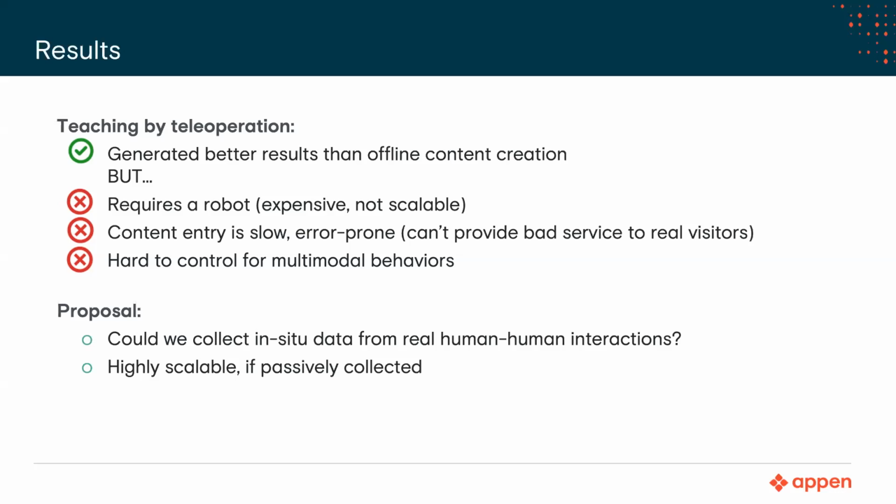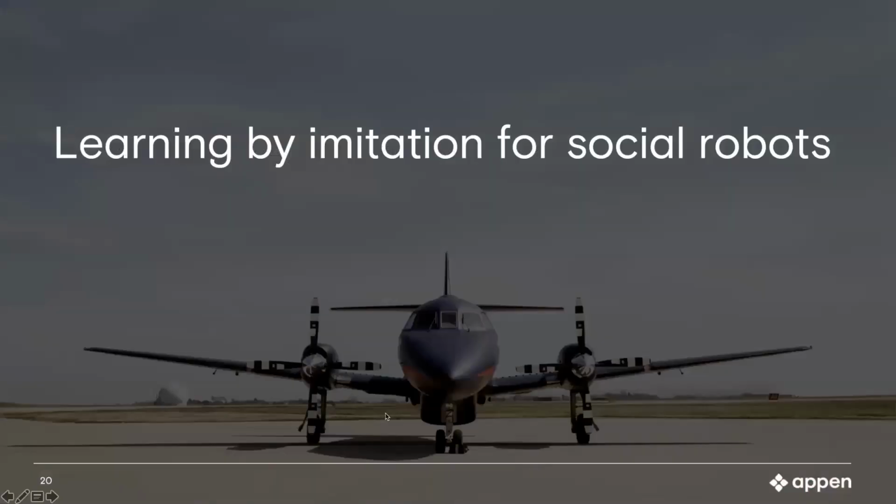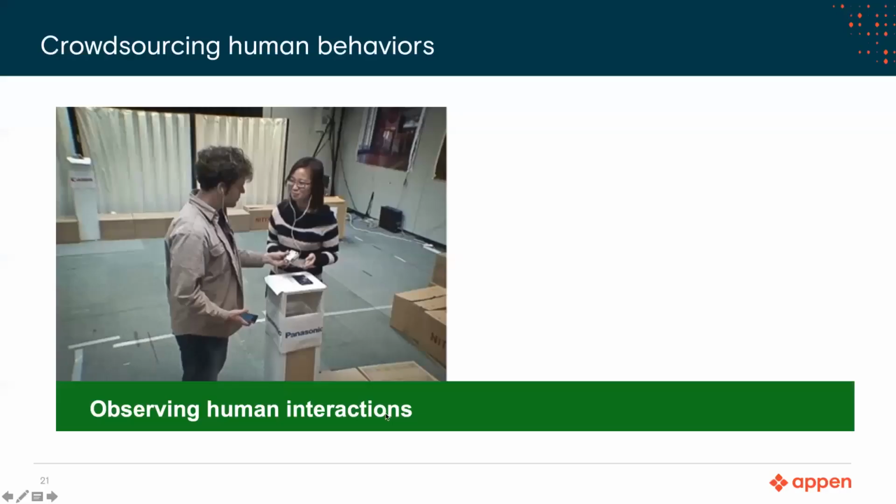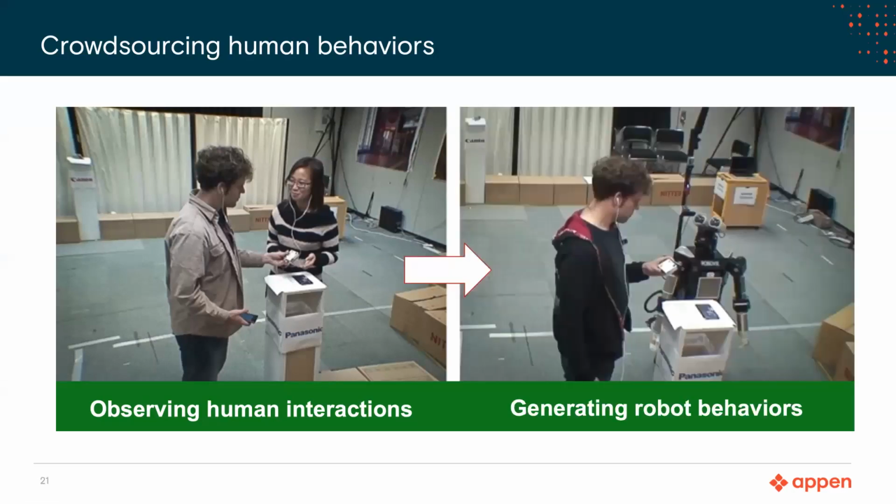So with that, we conducted another study, in which we set out to collect in situ data from real human interaction and use this to train the robot to generate autonomous behavior. So with that, I would like to move on to the next topic. The idea is that if we can crowdsource interactions from humans, we can use these to generate robot behavior. The key challenge is that we want to do this all without data annotation.